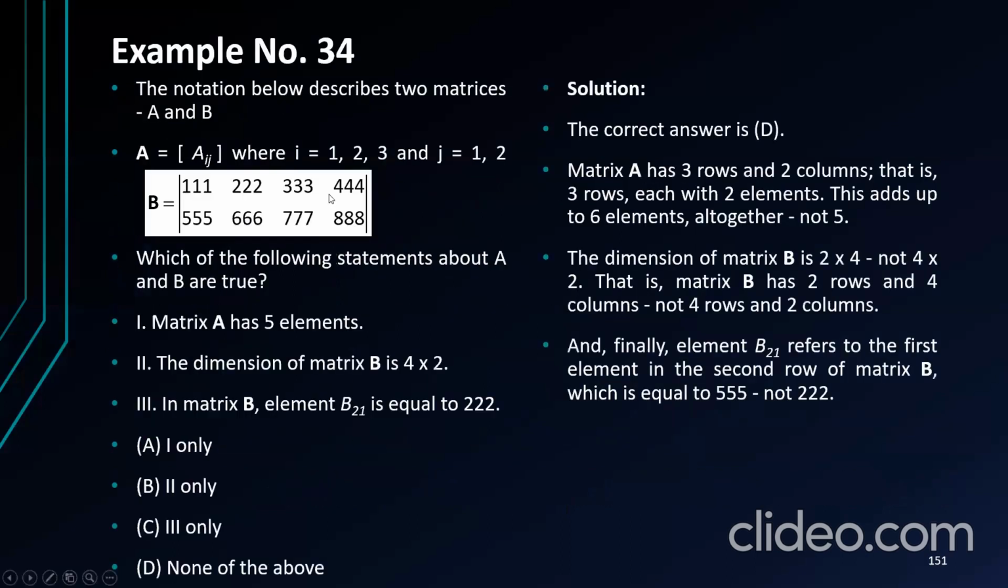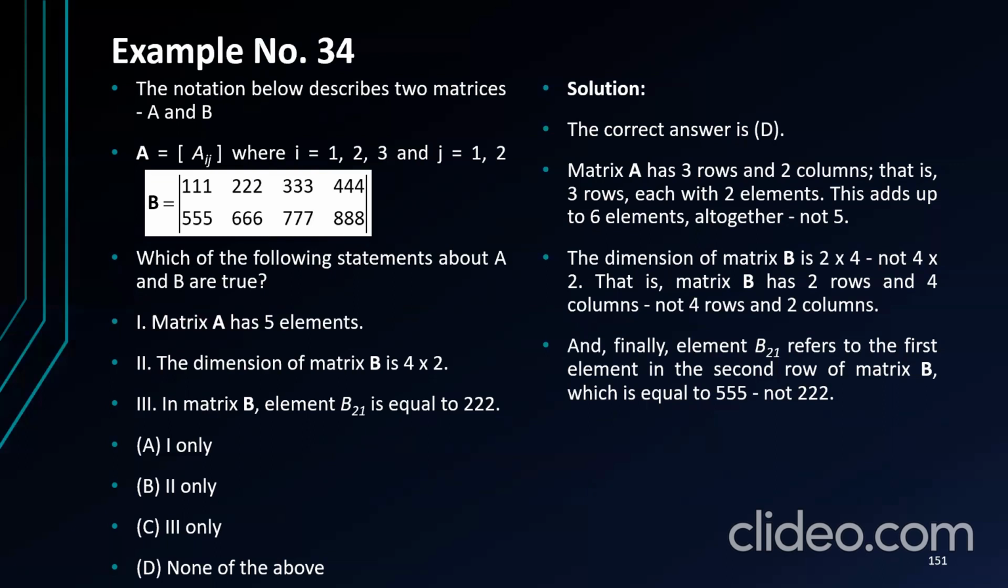Next, example number 34. The notations below describe two matrices A and B. So matrix A, AIJ, where I is 1, 2, 3, and J is 1, 2. And B is equal to 1, 1, 1, 2, 2, 2, 3, 3, 3, 4, 4, 4, and so on. Based on the statements above, which of A and B are true.